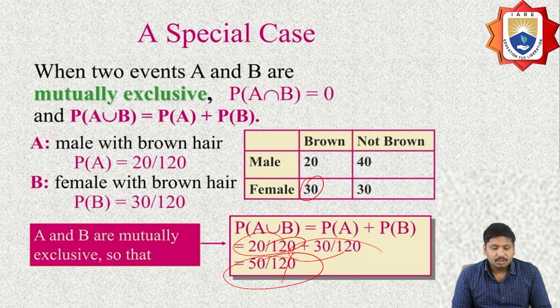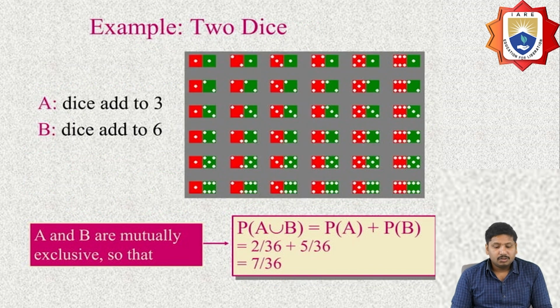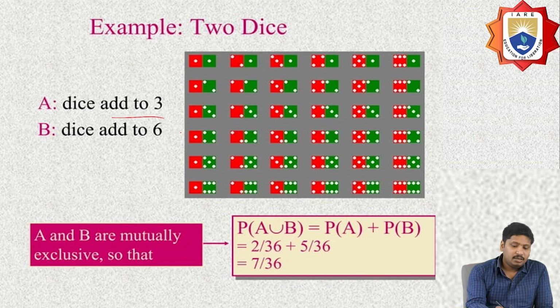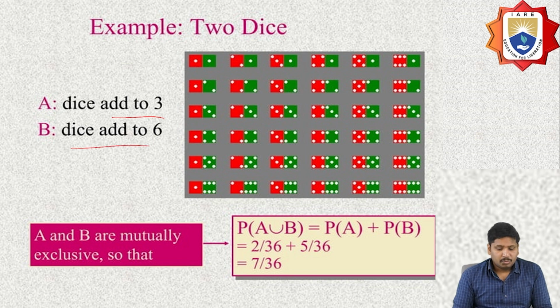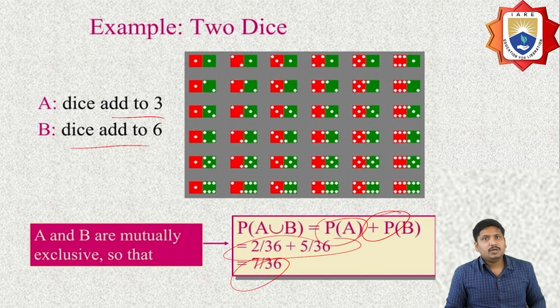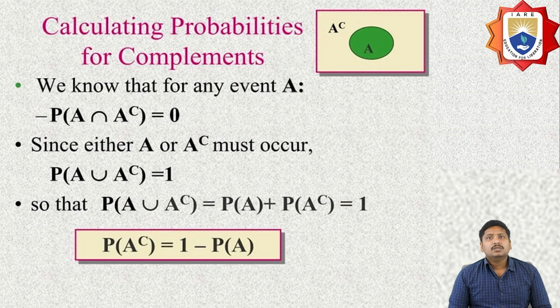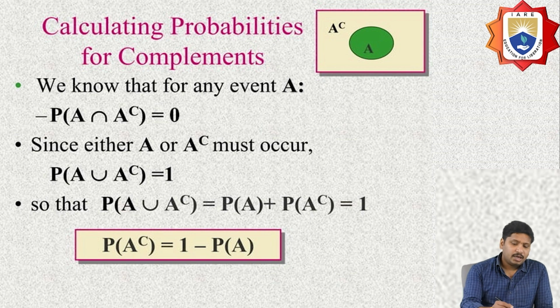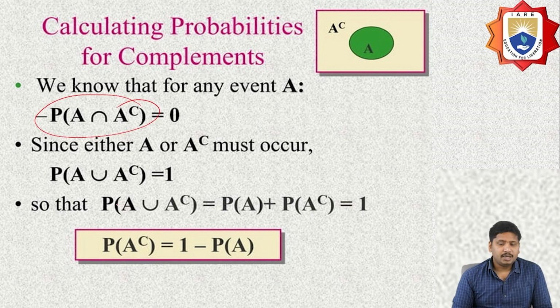Based on the equations, we implement this. Rolling two dice, what is the probability that the sum is 3 or the sum is 6? The probability of A union B is written as the probability of A plus the probability of B, each over 36. So A and B are mutually exclusive. Next, calculating the probabilities for the complements. For mutually exclusive events, the probability of A intersection B equals 0.